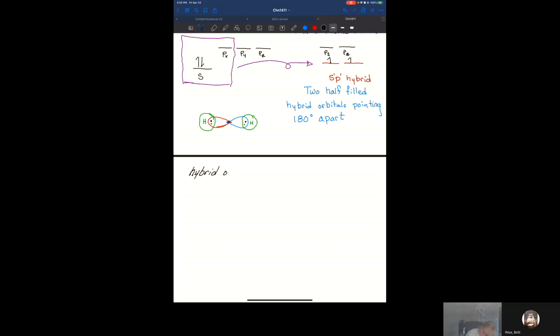Hybrid orbitals overlap in a head-on or sigma overlap.